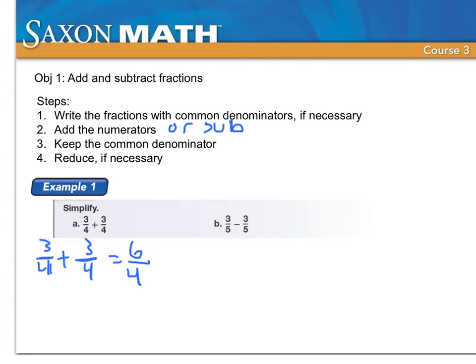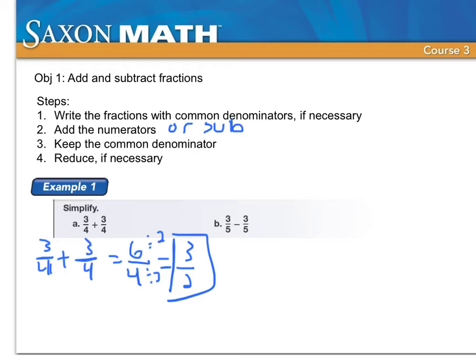Step 4 says to reduce if necessary. This step is not optional. You always have to reduce. If I were to leave this answer like this, it would be incorrect, and I would have to count that wrong. So I'm going to reduce it. Well, I can reduce 6/4. I could divide the top by 2 and the bottom by 2 and get 3/2. Now, this, to Mr. Ayers, is a perfectly acceptable way to leave this answer. 3/2. That's a great answer because I can't reduce that anymore, so I'm going to just leave it alone.